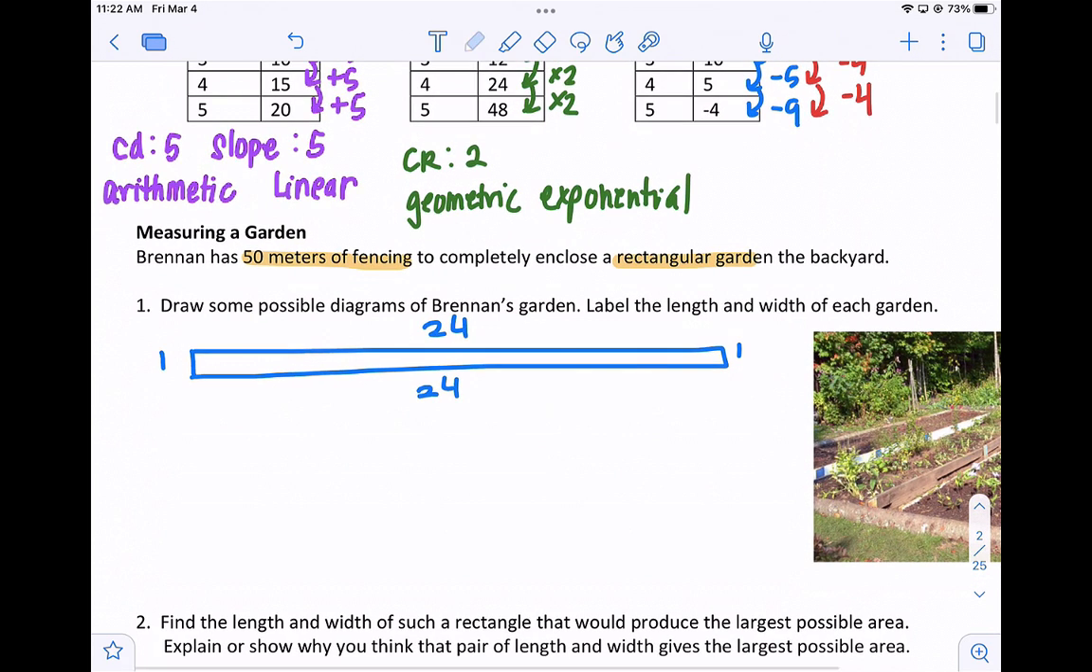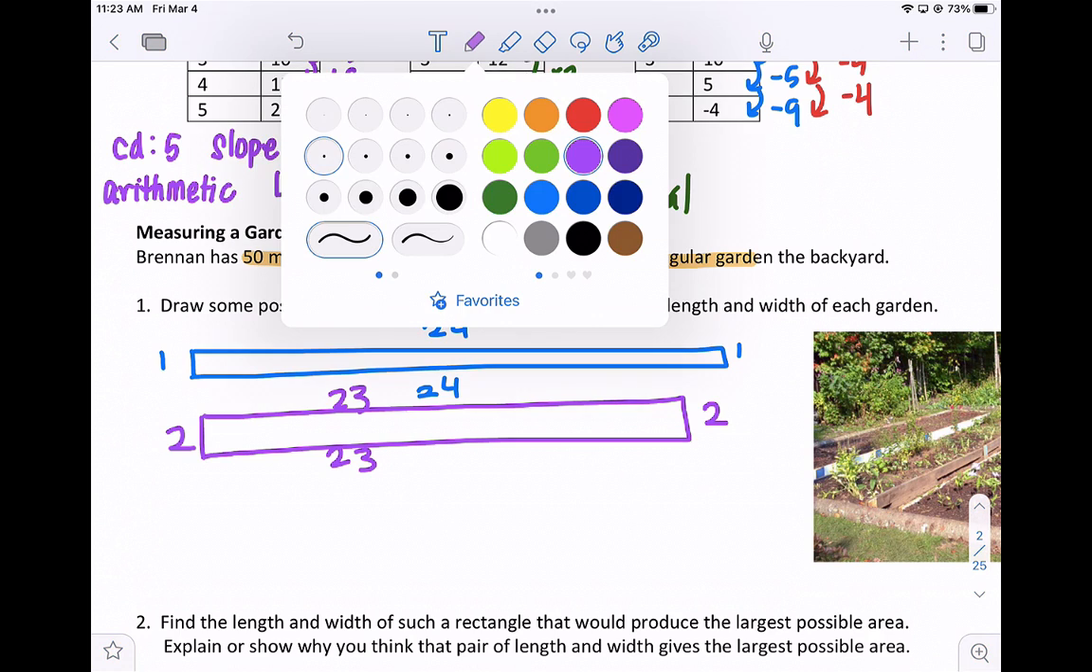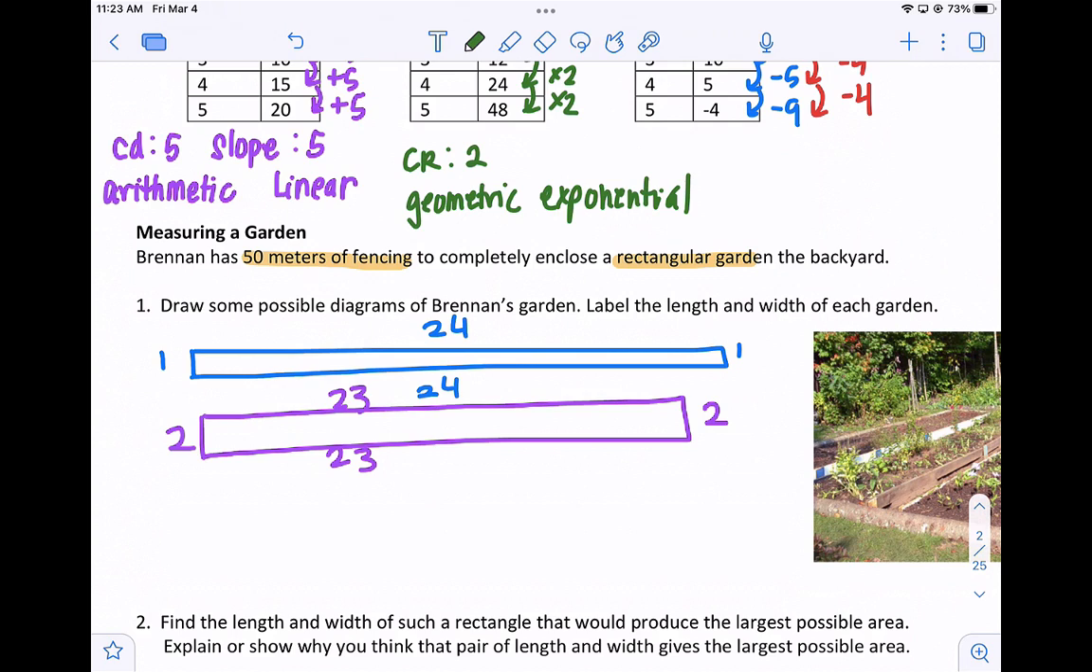Okay, we can make it a little bit shorter and a little bit fatter. So this would be 2 by, and that would have to be 23. So again, if we add 23 and 23, 46, 47, 48, 49, 50, that adds to 50. And we can keep going. You can kind of notice a pattern here. What if we make this 3? How long does it have to be?